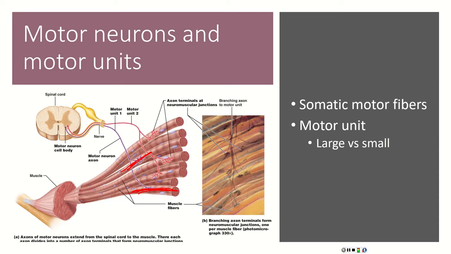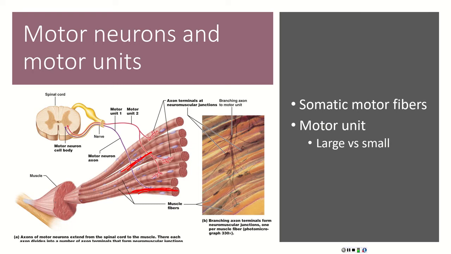So what's the point of that? Well, this is what we call a motor unit. A motor unit is a motor neuron and all of the myocytes that it innervates. So we see two motor units in this picture. The purple one is this motor neuron and these two muscle cells. The pinkish red one is this motor neuron and these three muscle cells.